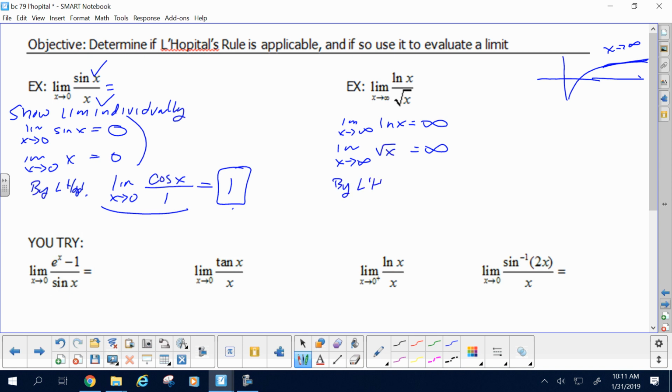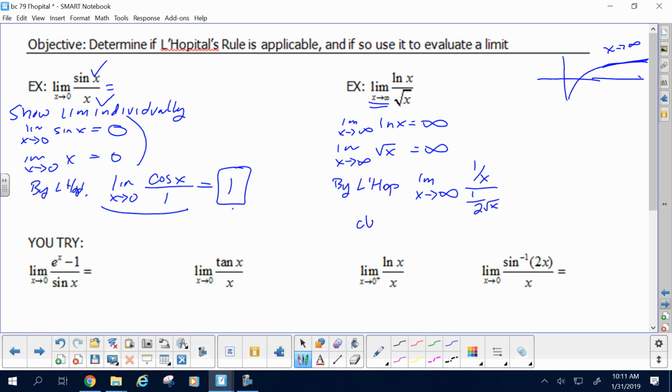Because it's an indeterminate form, we'll use L'Hopital. That means we take the limit as x goes to infinity in this case. That stays the same. This time x is going to infinity of the derivative. What's the derivative of the top? 1 over x. What's the derivative of the bottom? 1 over 2 root x. Now that on the surface is kind of still indeterminate.